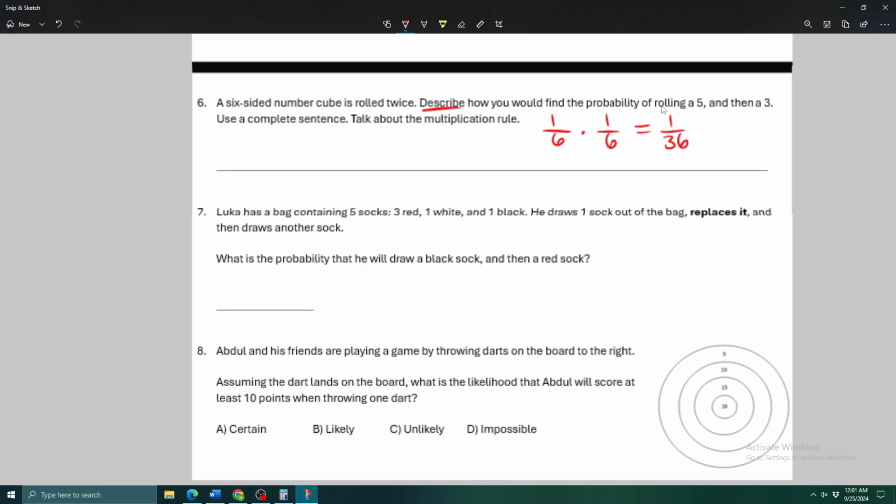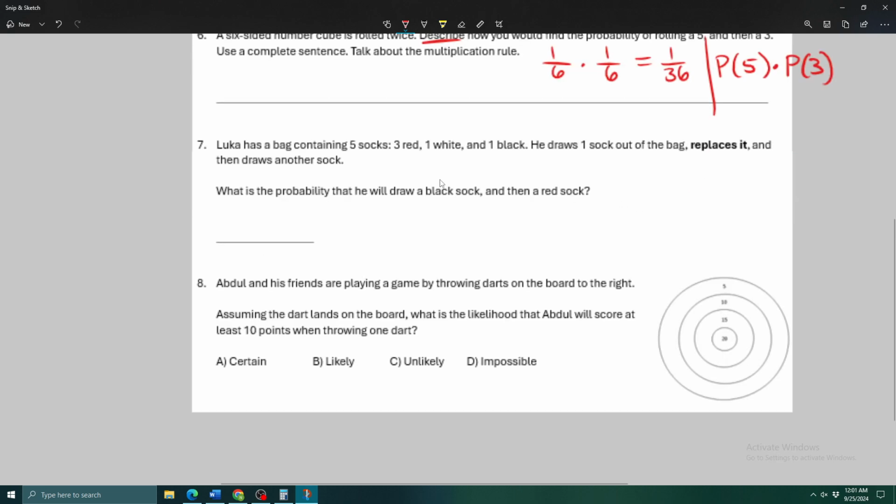Right? So what did I do there? What did I do there, right? Maybe like this. Sorry, my bad. Probability of 5, probability of 3, something like that. Come up with a sentence. Tell me what you did.